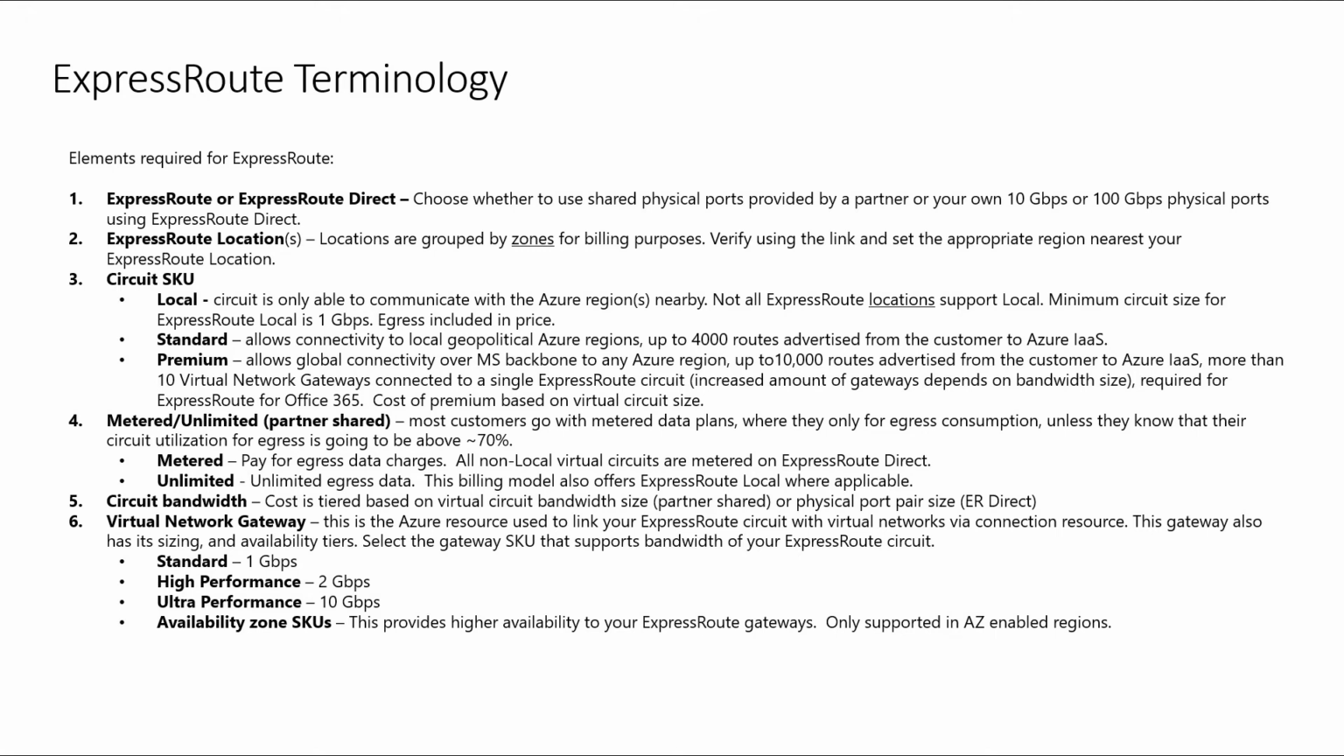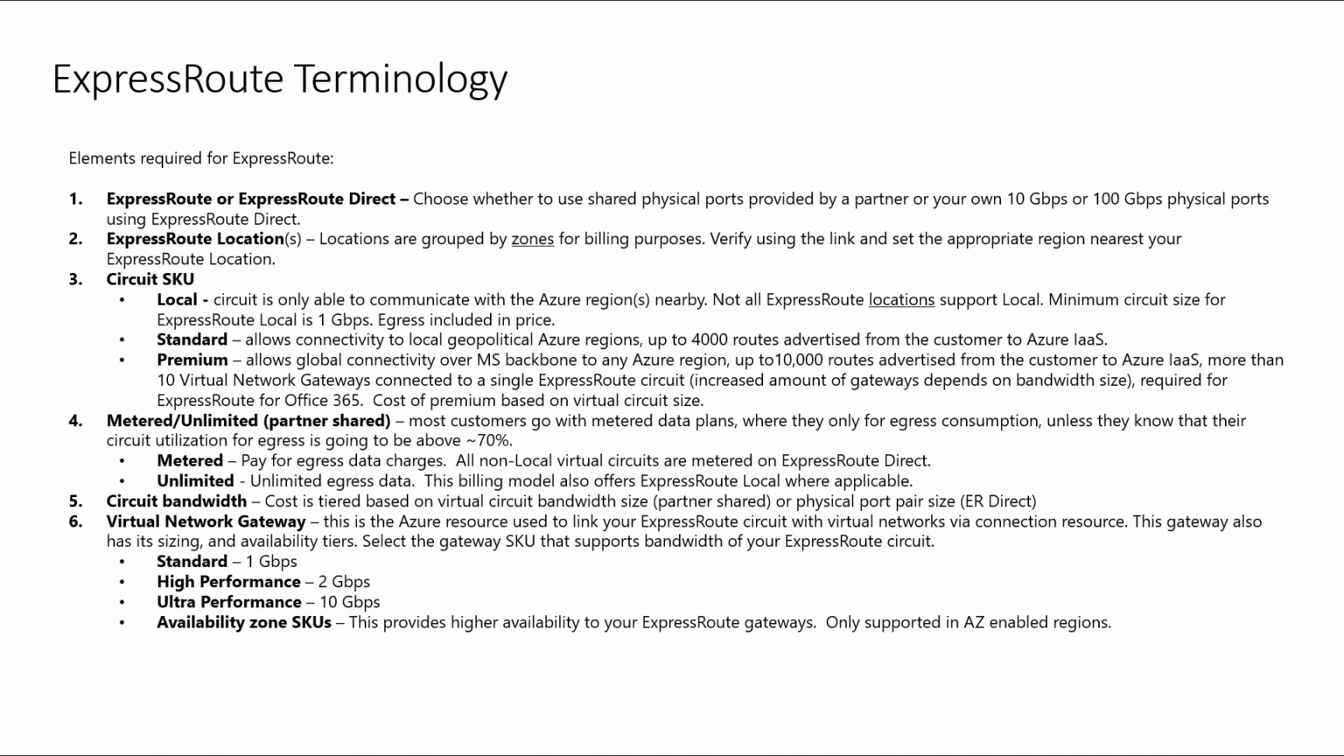Okay. So coming back to metered or unlimited options, most of the customers that I have seen usually go for a metered plan, where they only pay for the egress consumption they are making, unless they are pretty much sure that the circuit is utilizing a lot from the egress perspective and it's going above 70%. So all non-local circuits are metered on ExpressRoute Direct. Unlimited, it's like unlimited egress data. So you need to take a decision whether you need metered or unlimited.